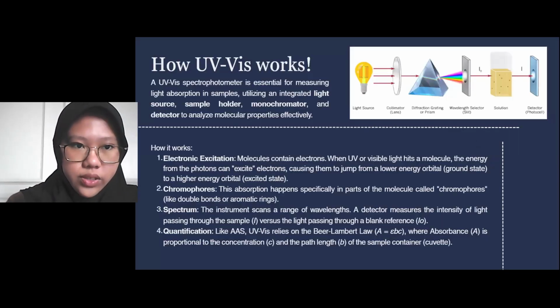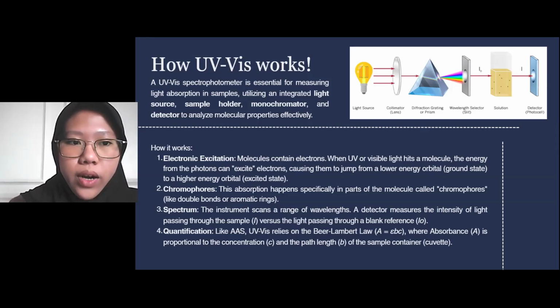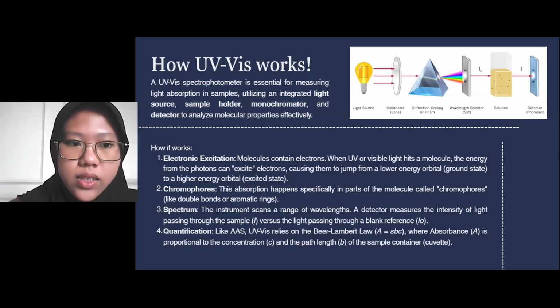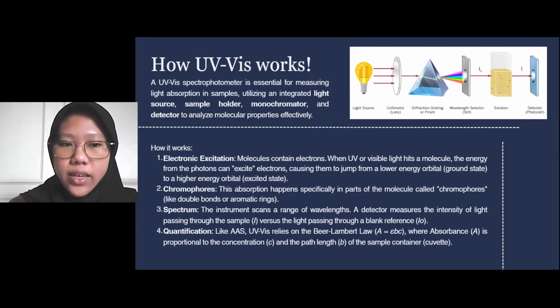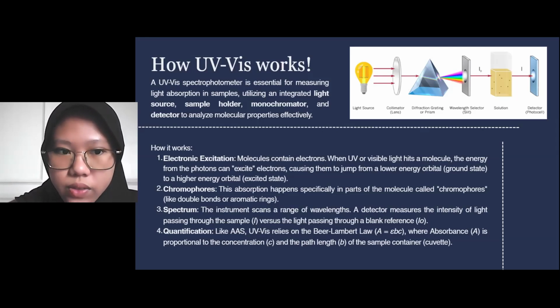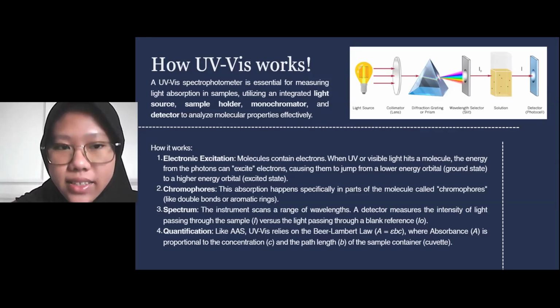How UV-Vis works. A UV-Vis spectrophotometer is essential for measuring light absorption in samples, utilizing an integrated light source, sample holder, monochromator, and detector to analyze molecular properties effectively. Taken from the image on the top right, UV-Vis works through, first, electronic excitation. Molecules contain electrons. When UV or visible light hits the molecule, the energy from the photons can excite electrons, causing them to jump from a lower energy orbital, or ground state, to a higher energy orbital, or excited state.